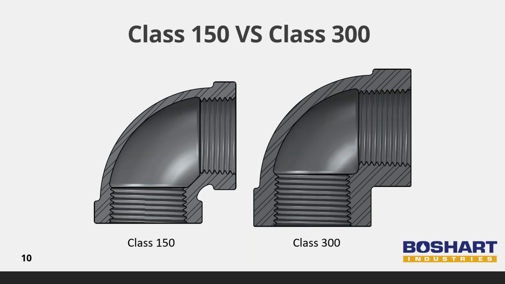These two pictures show the difference between a class 150 fitting and a class 300 fitting. As you can see, the wall thickness is significantly thicker on the class 300 fitting. The pressure rating solely depends on the temperature of the media. Class refers to the maximum pressure at the highest allowable temperature.